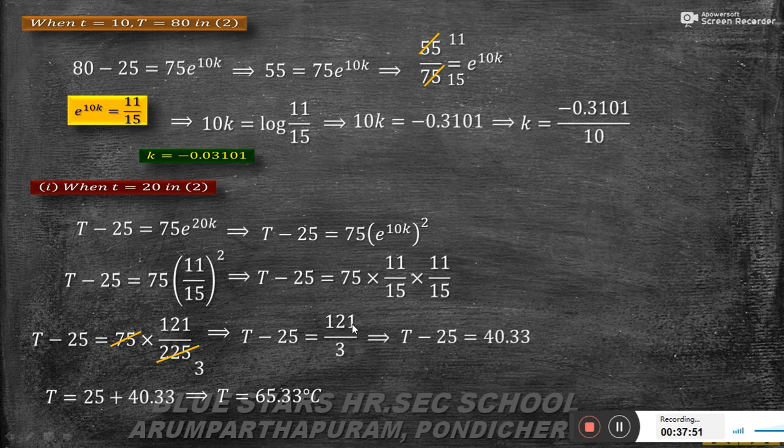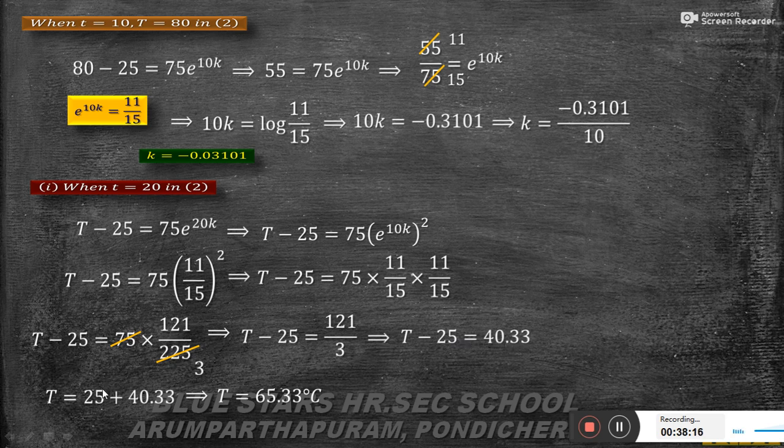Next, 1 is a small number, so I add the 0. So 40 point, I take the decimal point and add 1 0. So 10 by 3: 3 threes are 9. So again the remainder is 1. Again I add 0. 10 by 3 is 3. It goes on, so I take the first 2 decimals only. So 40.33. So therefore T minus 25 equal to 40.33.